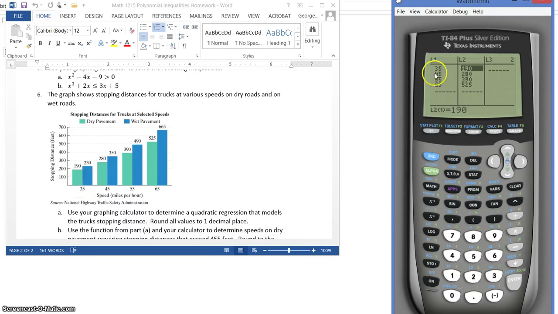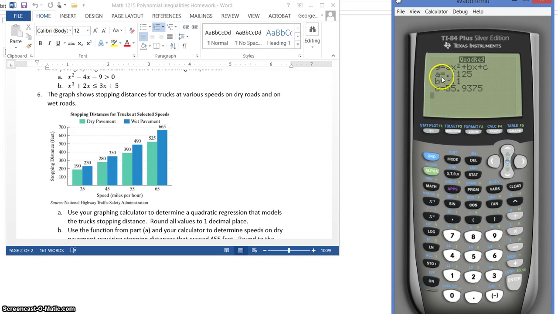So I typed in my data, I typed in speeds in L1, 35, 45, 55, 65. And I typed in my stopping distance, 190, 280, 390, 525 in L2. It then told us to find a quadratic regression. So I go stat, calculate. Now in the past we used linear regression. Today we're using quadratic regression. Same buttons to push. You just got to go down to quadratic regression.